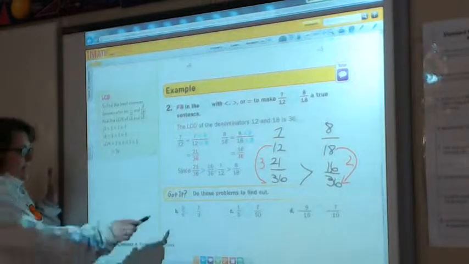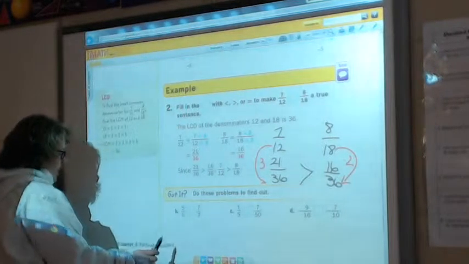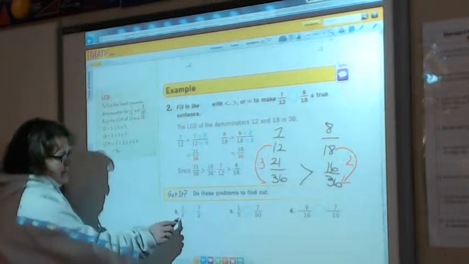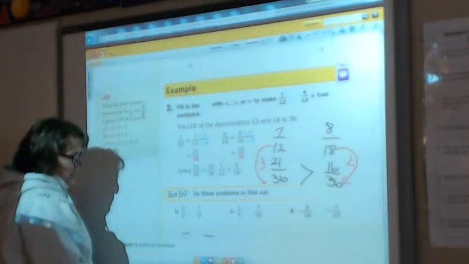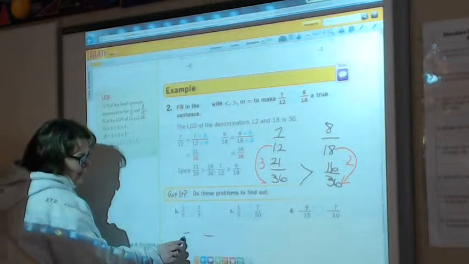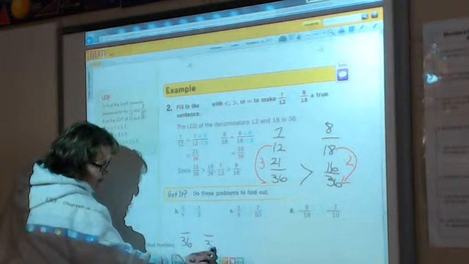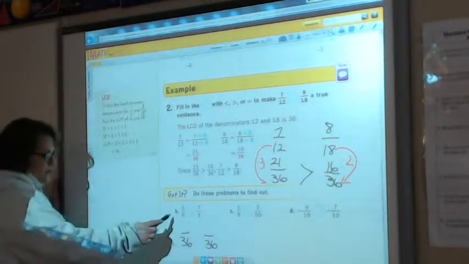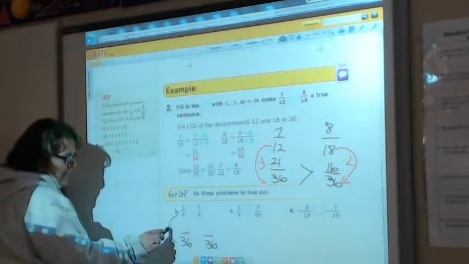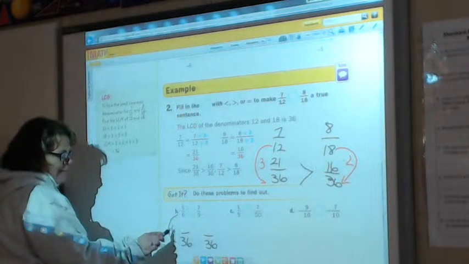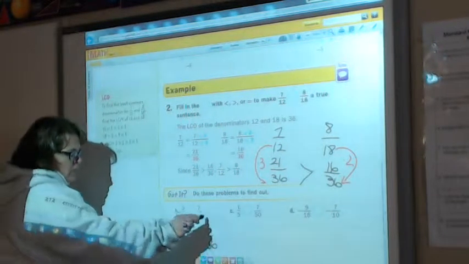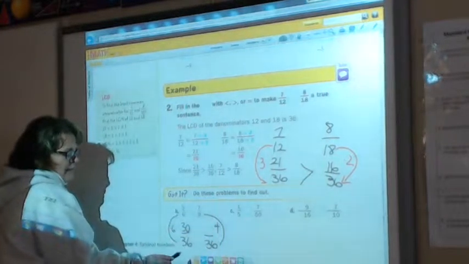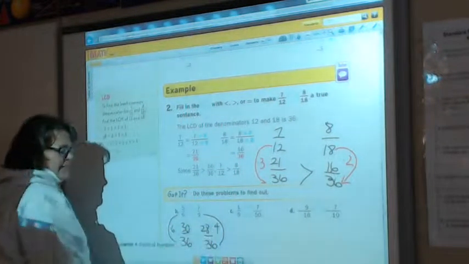Okay, B is 5/6 and 7/9. So 5/6 and 7/9, you need to have a common denominator. So the common denominator here for 6 and 9 is going to be 36, the least common denominator. So again, you need to ask yourself, what did I do to 6 to get it to be 36? I multiplied it times 6. So 5 times 6 is 30. What did I do to 9 to get it to be 36? I multiplied it times 4. 4 times 7 is 28.